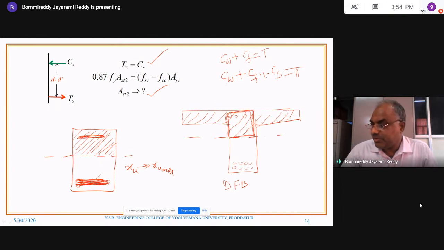Whereas it is called a doubly reinforced T-beam when there is compression steel. Doubly reinforced T-beam means web, flange and steel. Singly reinforced means web, flange, no steel. So this is how the equations are to be written.